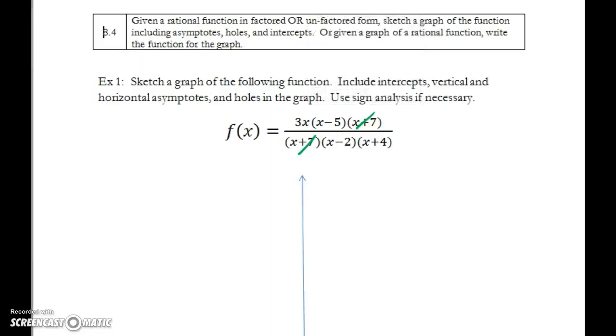This is standard 8.4, given a rational function in factored or unfactored form. Sketch a graph using asymptotes, holes, and intercepts, or going the other way around. If you're given a graph, can you write a function for the graph?